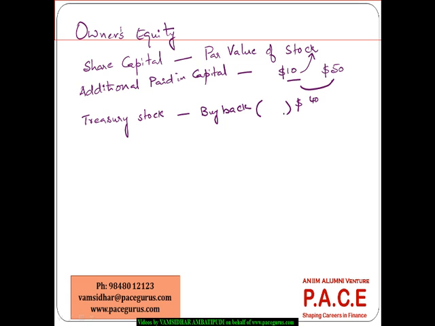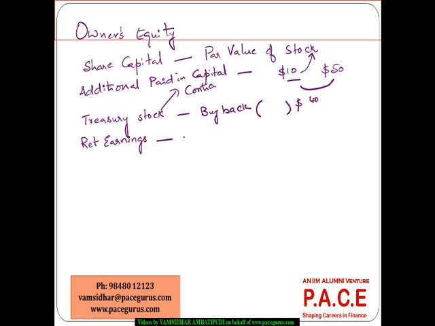This would be a negative account, which means it's a contra account to the additional paid in capital. So even that could constitute the owner's equity. Then we are talking about retained earnings.